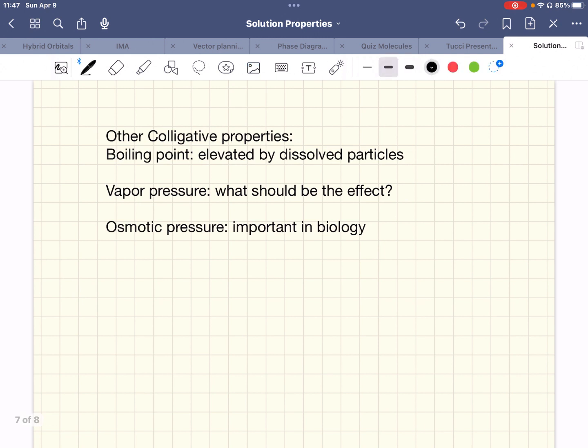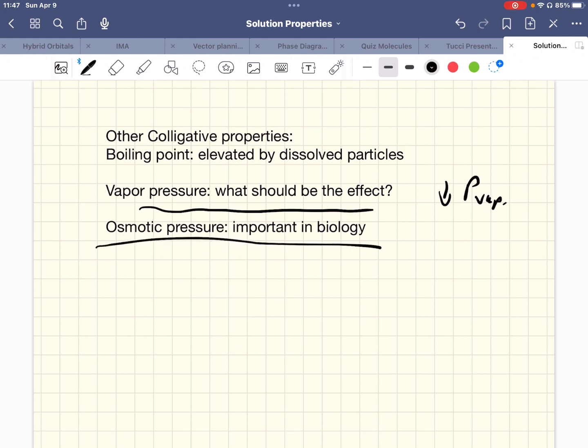And I'm going to ask you, what should be the effect on the vapor pressure? If adding salt to water or dissolving anything in water raises the boiling point, what should be the effect on the vapor pressure? And of course, the effect is that the vapor pressure should get lower. Lower vapor pressure means it takes more energy to get the molecules flying, takes more energy to boil it.